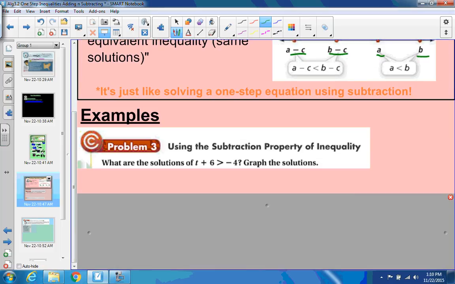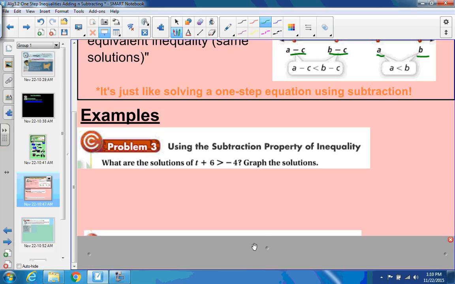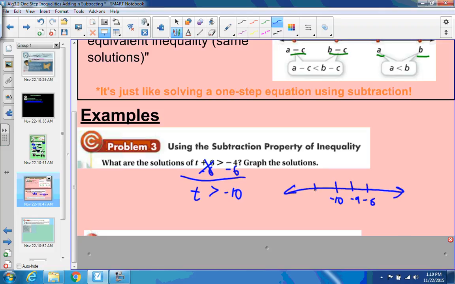And an example to show that, we're going to just do two examples of solving and then graphing. So take your inequality, and just like solving a one-step equation with subtraction, you're going to subtract 6 from both sides, since that's the inverse operation here. That'll make the t all by itself greater than negative 10. And if I graph that, I've got negative 10 here. This would be going negative 9, negative 8, and so forth. This would be negative 11 over here. And when I graph that, it's going to be an open circle at negative 10. And it's going to be greater than negative 10, so we're going to the right.